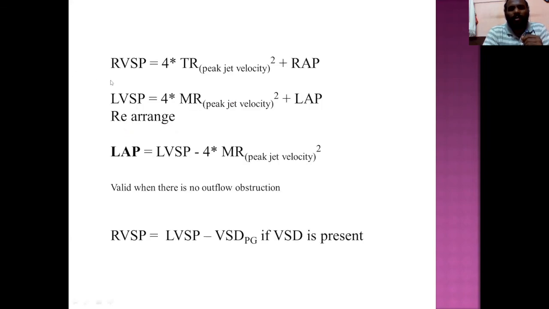This is the most common equation which is measured by everyone. The right ventricular systolic pressure is equal to 4 times the TR peak jet velocity squared plus RAP. Similarly, left ventricular systolic pressure would be 4 times the MR peak velocity squared plus LAP. So when you rearrange this, you'll get the left atrial pressure. It is left ventricular systolic pressure minus 4 times the peak MR jet velocity squared.